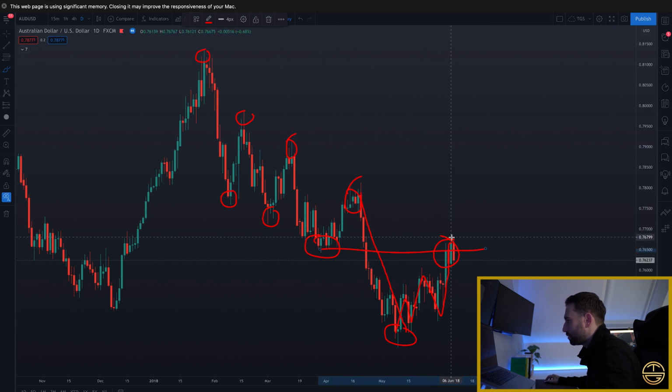Now for this trend to no longer be valid, we do need to break this level here. So we need to come right away above, and then we make a new high. And then, of course, we can potentially look for long positions. So that's where we start to get the trend change.